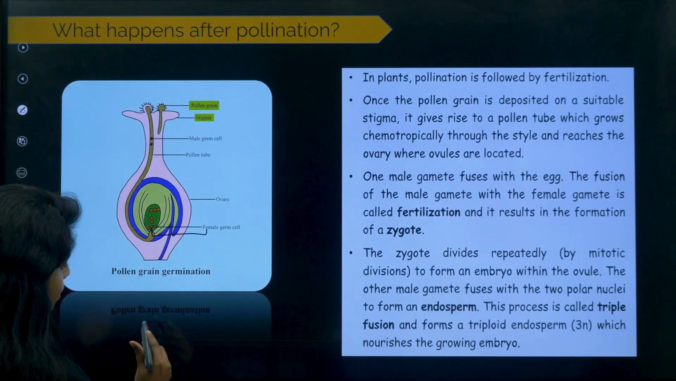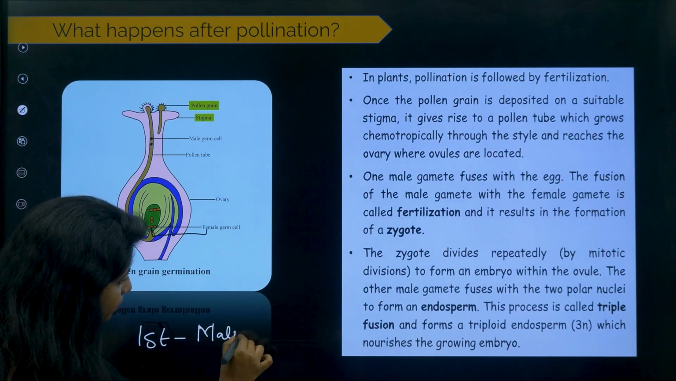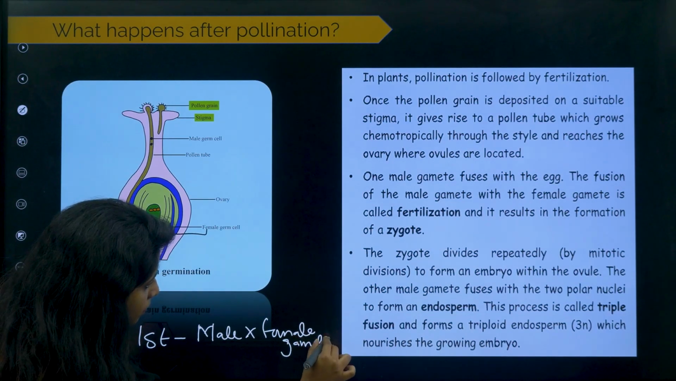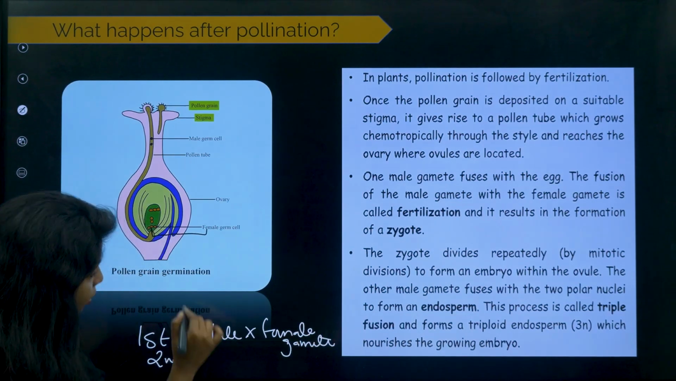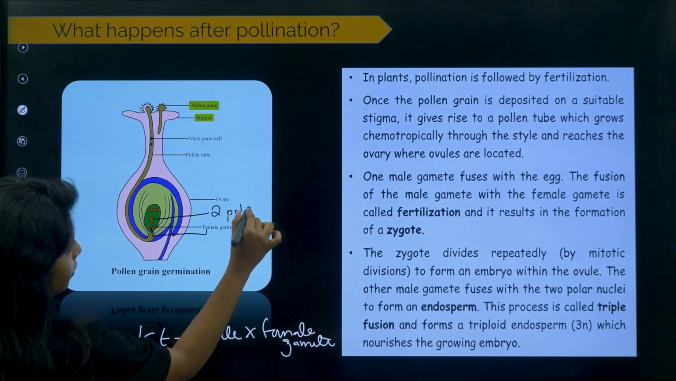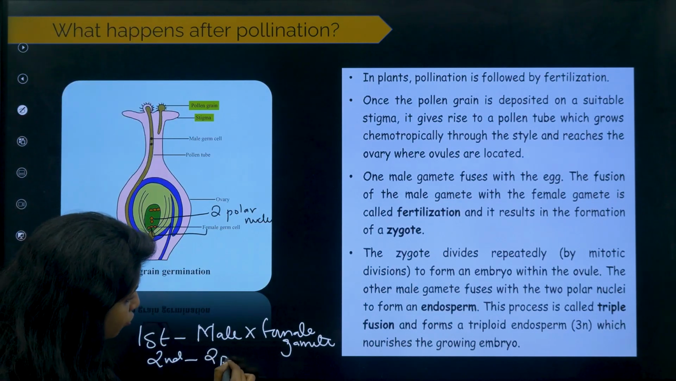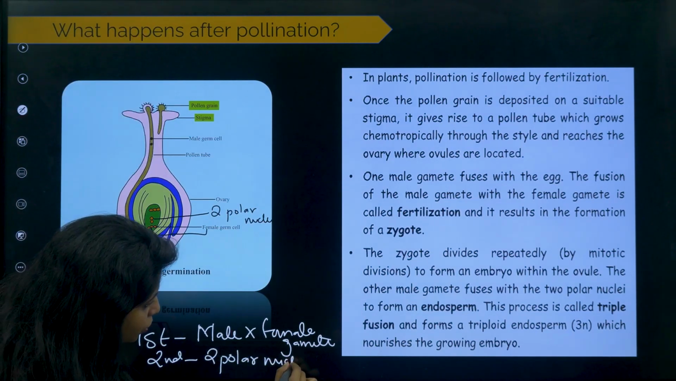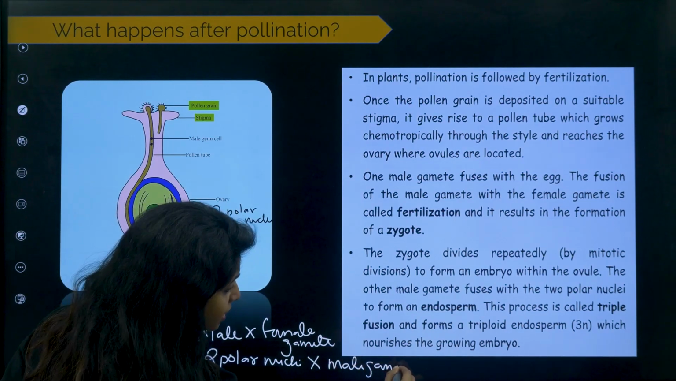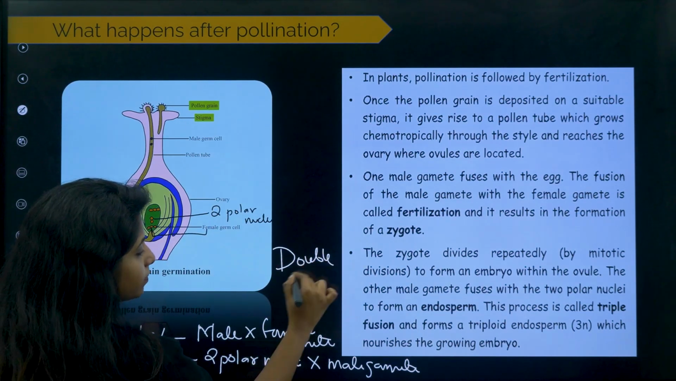So I'll write it. First fertilization is happening between what? Male and the female gamete. Okay, second is happening between these two polar nuclei. Just nuclei, with what? With, again, the second male gamete. Since fusion is happening twice, you call this double fertilization.